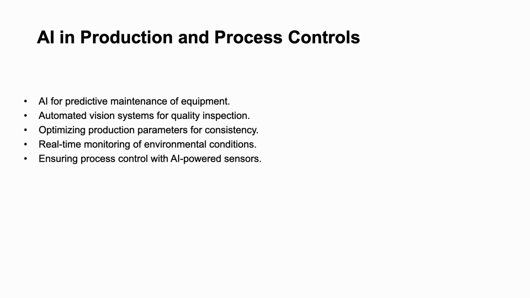In the production and process controls subsystem, AI can enhance efficiency and quality on the manufacturing floor. One key application is predictive maintenance of equipment.